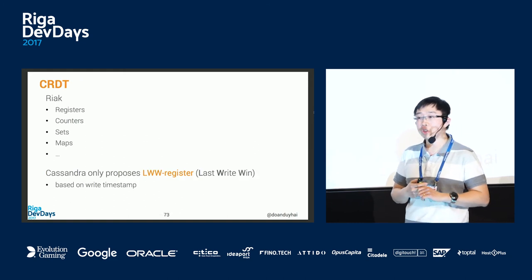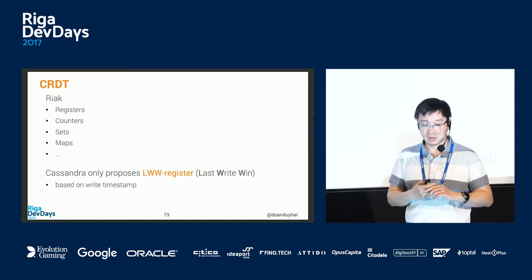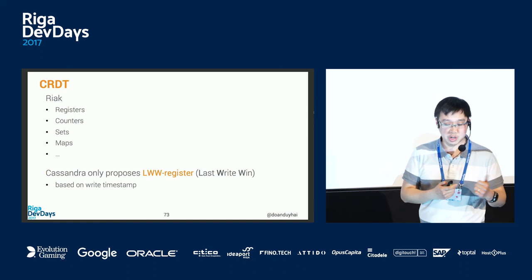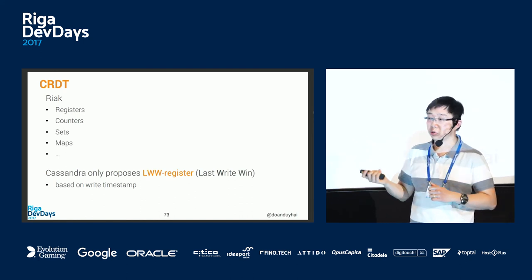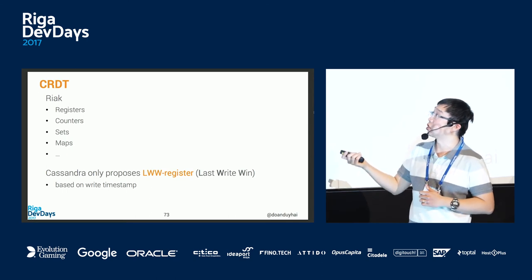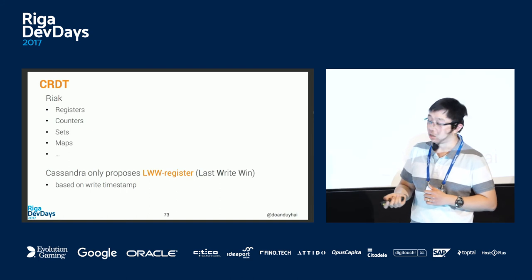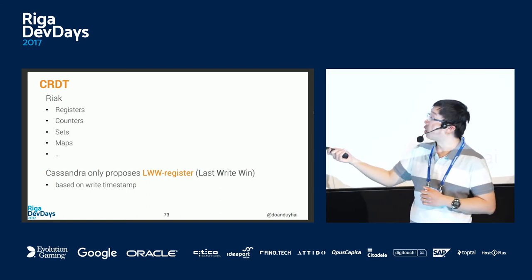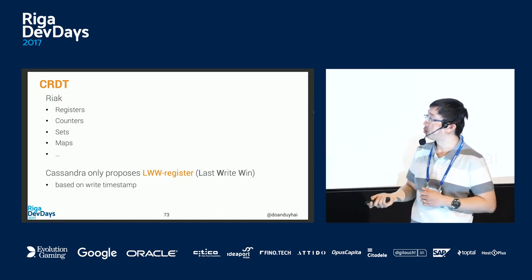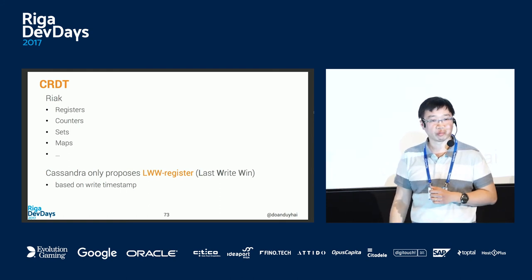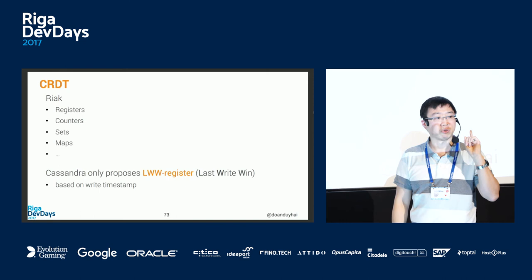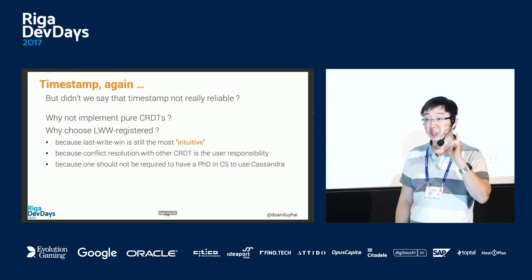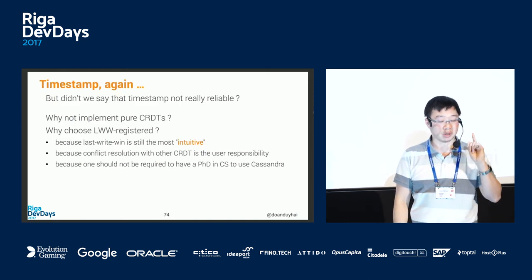Now, how to solve the inconsistency problem? You have CRDT, I mentioned before. So Riak, which is a NoSQL database, implements CRDT with counter, with set, with maps, with register. Cassandra only proposed last write win register based on timestamp. So when you hear based on timestamp, you should say, be careful, because timestamp is not reliable.